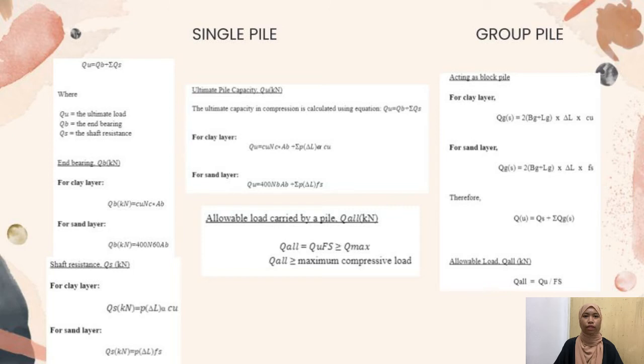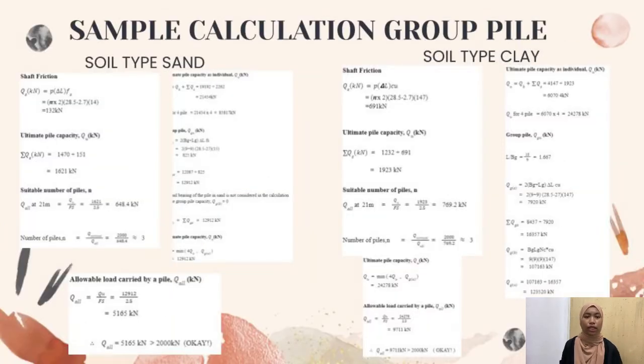The static formula equation is used to determine the geotechnical capacity of a single pile, where QU equals the ultimate load, QB is the end bearing, and QS is the shaft resistance. Next, the group pile. The equation of the group pile treats it as acting as a block pile. So there are different calculations for different types of soil. This is the sample calculation of group pile for soil type sand and soil type clay.